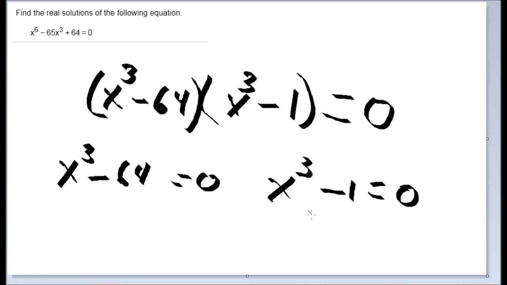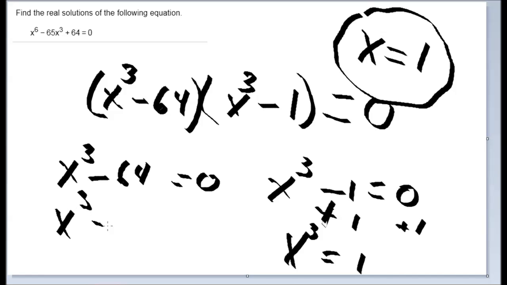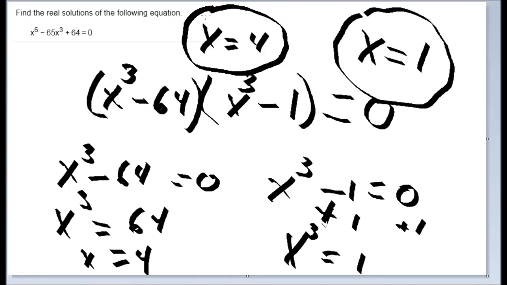And then what I can show you here is that if you add 1 to both sides, you get x cubed is equal to 1, which has a solution. Let me come up here. x equals 1, 1 times 1 times 1 is 1. Over here you get x cubed is equal to positive 64, and that means x is equal to 4, because 4 times 4 times 4 is equal to 64. So you get x equals 4 for an answer. And those are the only 2 real solutions. And again, it said right here, real solutions. So that's it for this one.